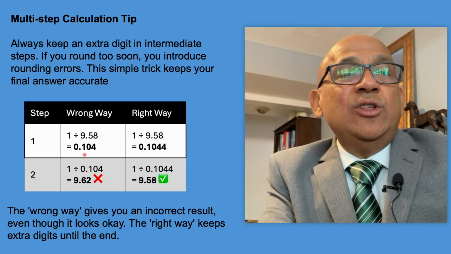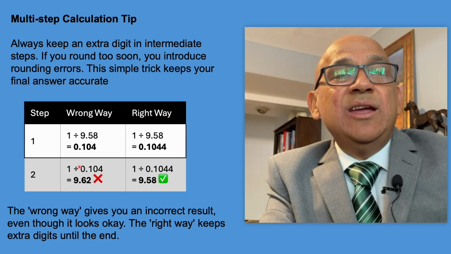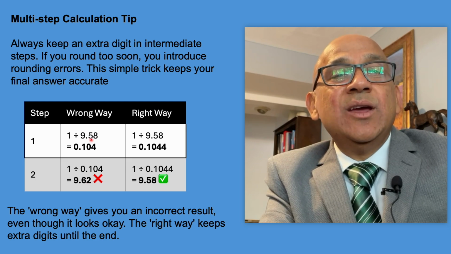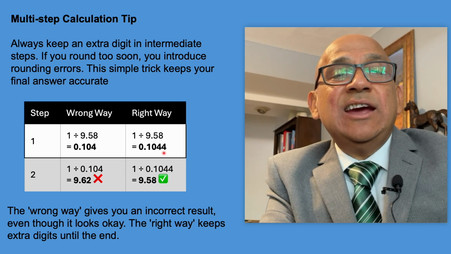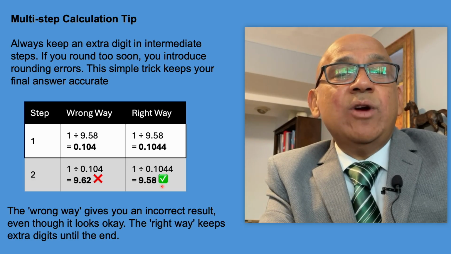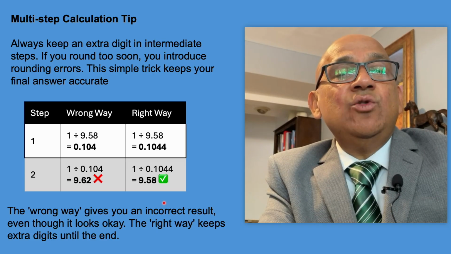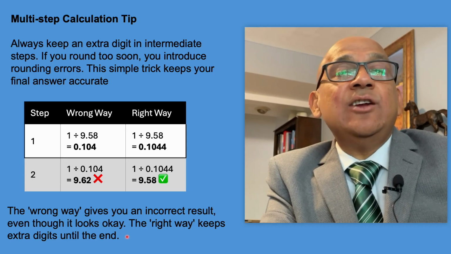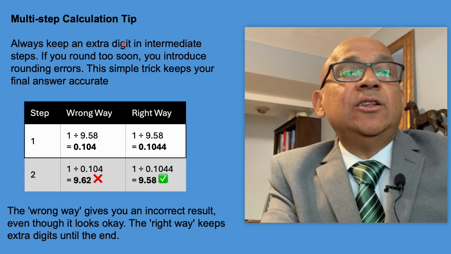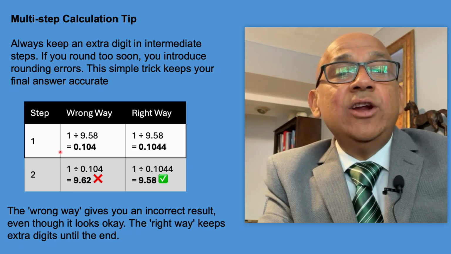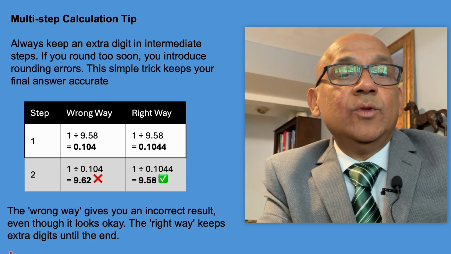Otherwise, what will happen, suppose in the next step I just divide 1 by 0.104, then your answer will be 9.62, which is not the same as the beginning. On the other hand, if you had used 1 digit extra and you divide it, it will be 9.58. The wrong way gives you an incorrect value, even though it looks okay. The right way keeps an extra digit until the end. So this is the right way of doing it. Always keep an extra digit in the intermediate steps, and at the very end, you can round it completely.